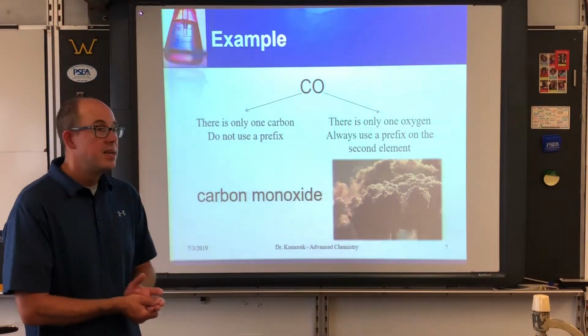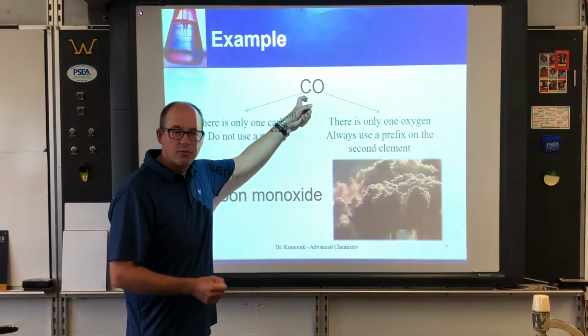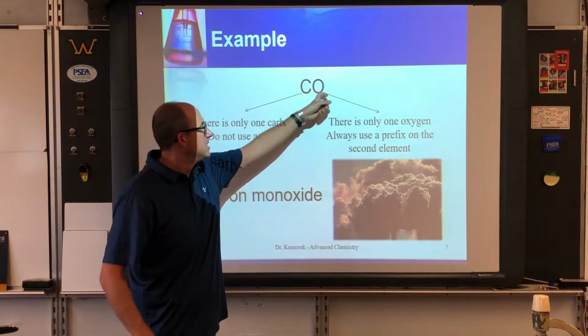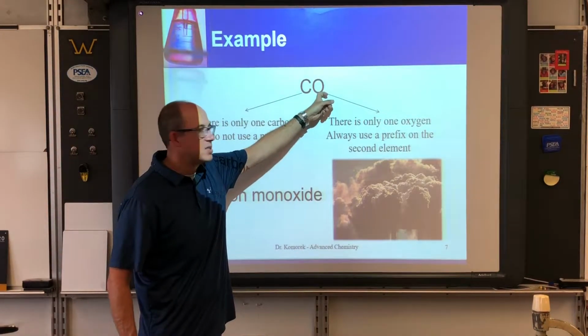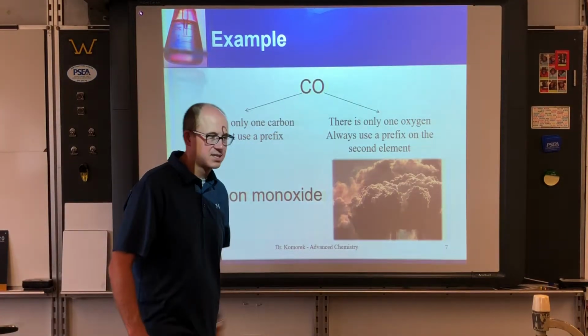Familiar example, carbon monoxide, CO. We do not use a prefix on the first element because there is only one of it. So it just reads carbon. Second element has to have a prefix. Since there's only one of it, it becomes mono or monoxide, carbon monoxide.